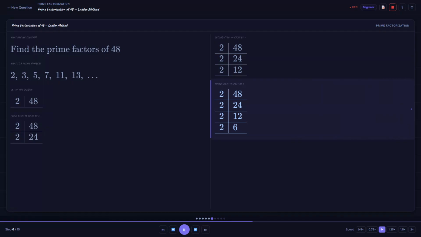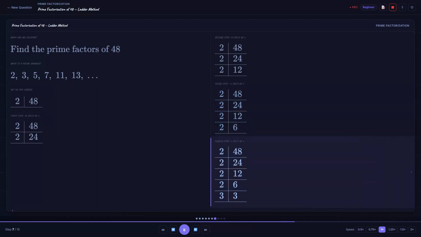12 split into two equal parts gives us 6. We write 6 below. Can we split 6 into two equal parts? Yes, 6 is still even. One more time with 2. 6 split into two equal parts gives us 3.